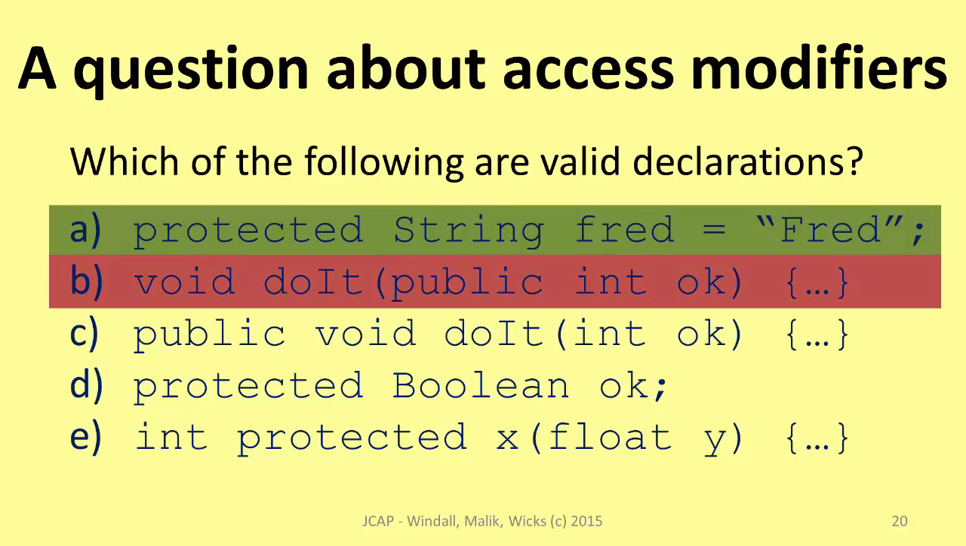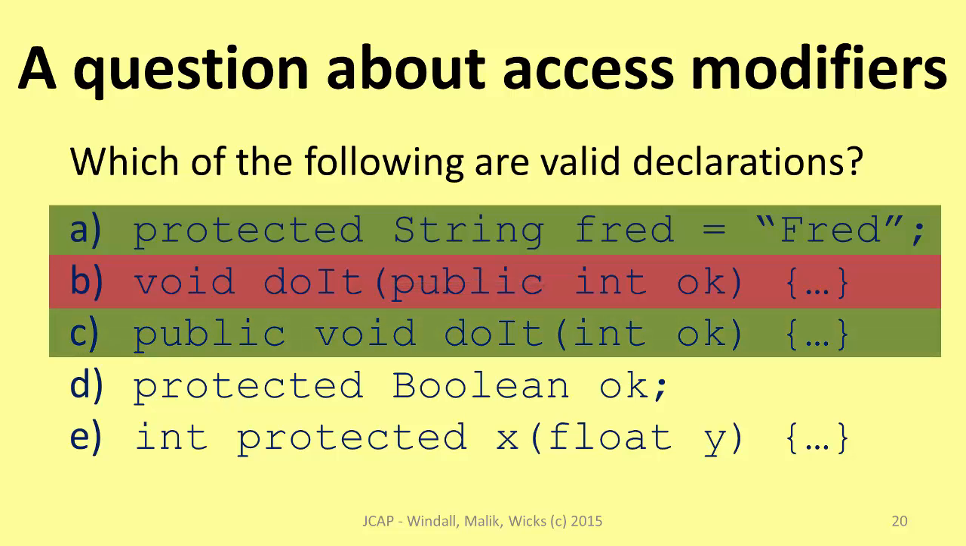However, void doit public int OK is not correct because the parameters are not allowed to have access modifiers. So here, public int OK, it's the public being there that's the problem. Whereas here, public void doit int OK, that is correct because the declaration of the access modifier comes before the declaration of the type of method.